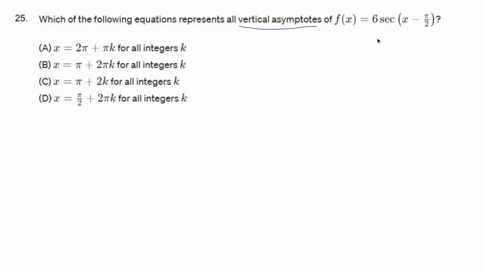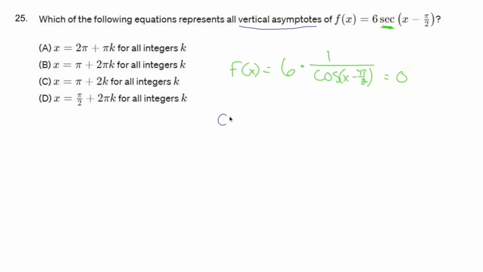So it would make sense to me that maybe I should take secant and change it. I could write this out as f of x equals 6 times 1 over cosine, because secant is 1 over cosine, of x minus pi over 2. Again, what gets me vertical asymptotes? Whenever the denominator is undefined. So I want to find out when cosine of x minus pi over 2 equals 0. The 6 has no effect. 6 just gives me height.